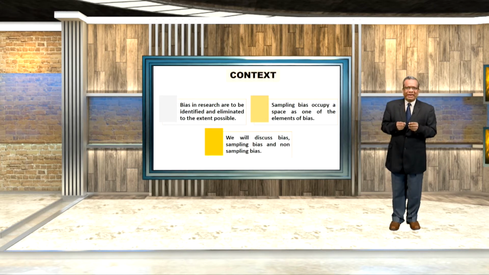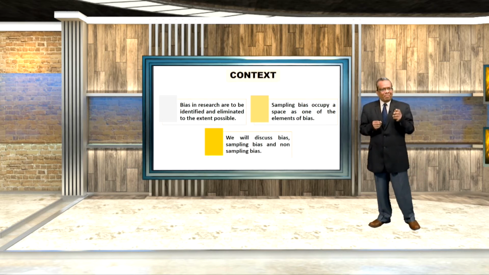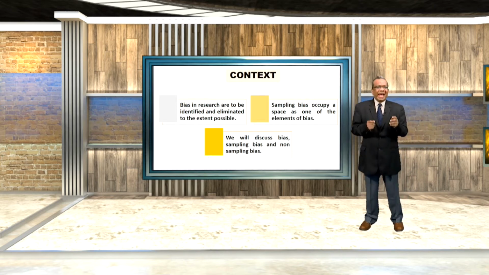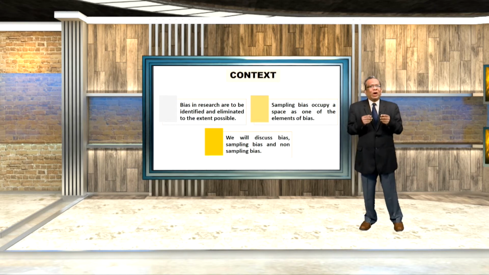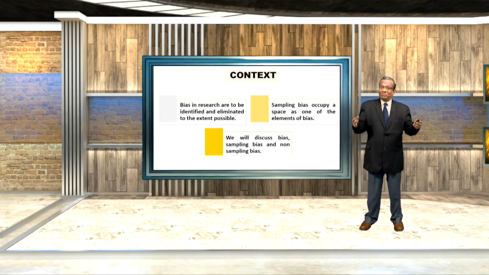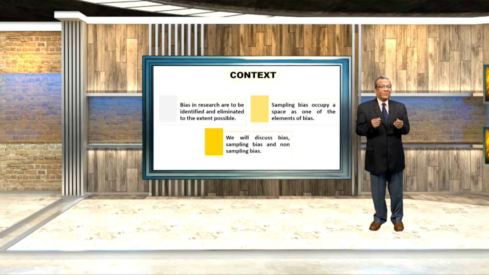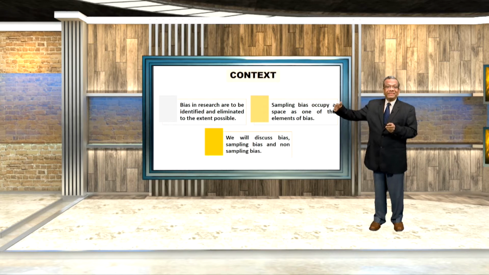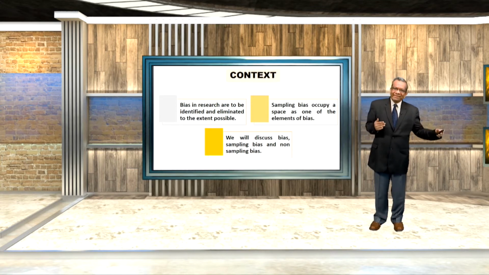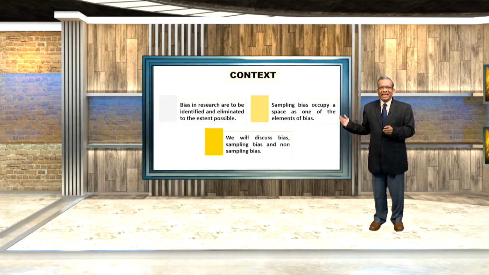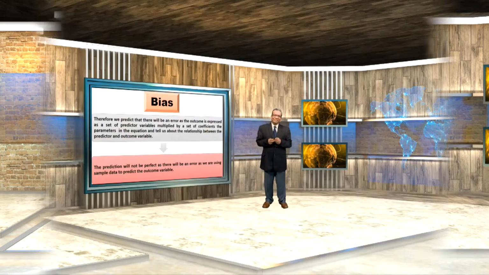I have included bias discussion as it will help us to understand the various types of biases we are going to encounter in our research. However, we are not going to study the cognitive biases, which we will see in behavioral finance. We will confine ourselves to bias, sampling bias, and non-sampling bias.